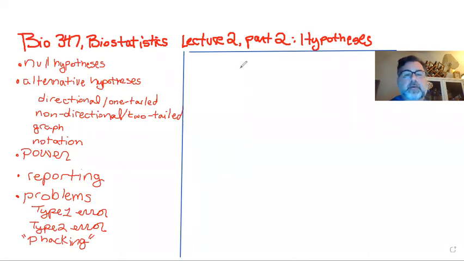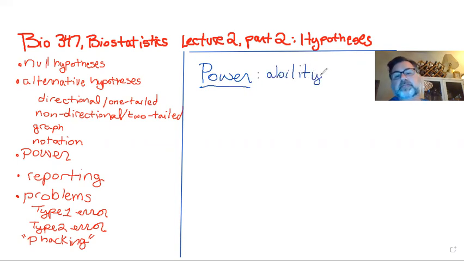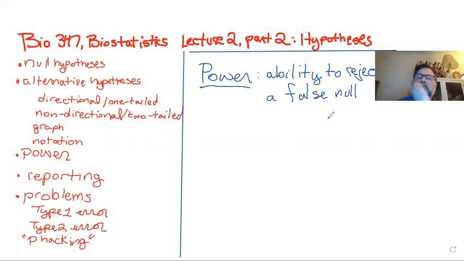All right. Power. Okay, what is statistical power? It's the ability to reject a false null. Right. So this is kind of a weird concept, and we'll get into examples why.